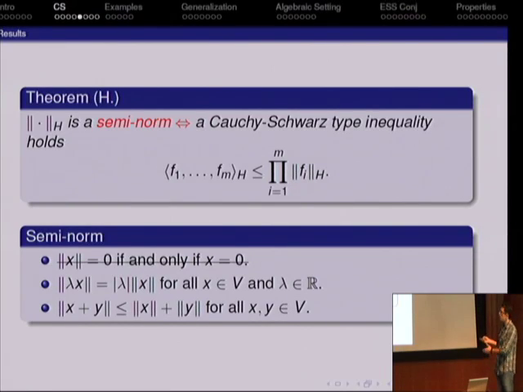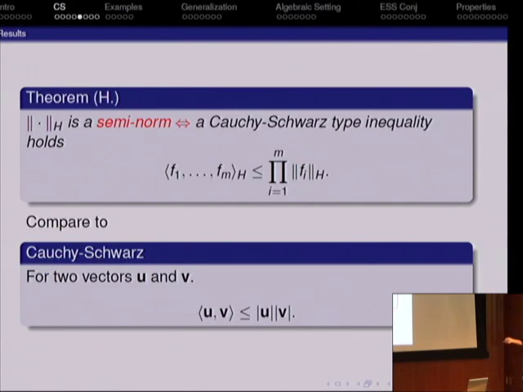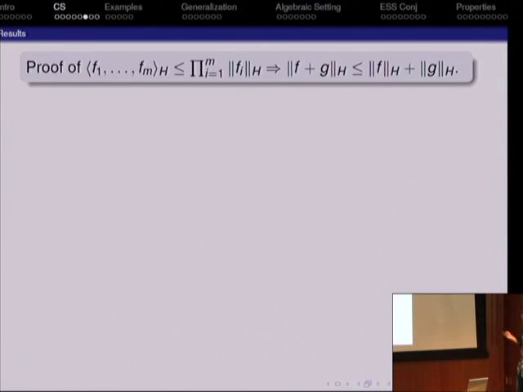And it says that it's equivalent to this seemingly much stronger condition, that if I have any set of functions f1 to fm, their product is bounded by the product of the norms. It looks like the usual Cauchy-Schwarz inequality, that the dot product of two vectors is bounded above by the product of their norms. So one direction is easy. I mean, this is a very strong condition, so there is no surprise that we can get the triangle inequality from it. So let me show you the proof of that.